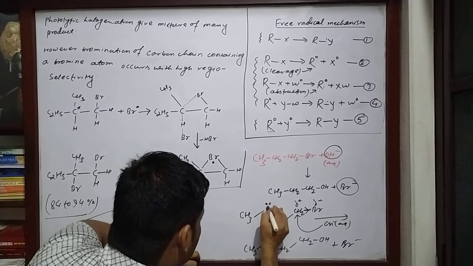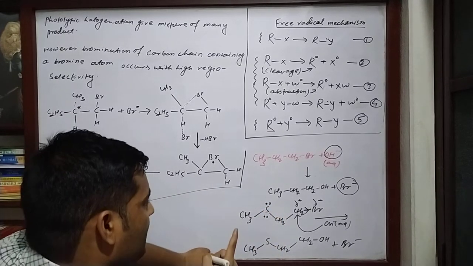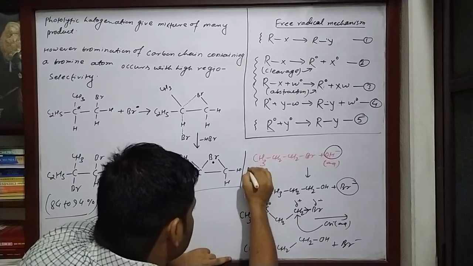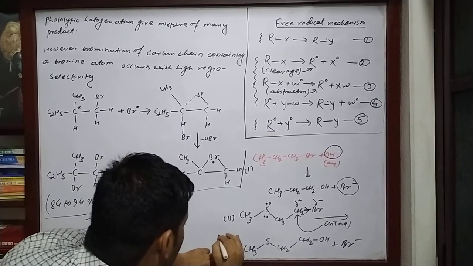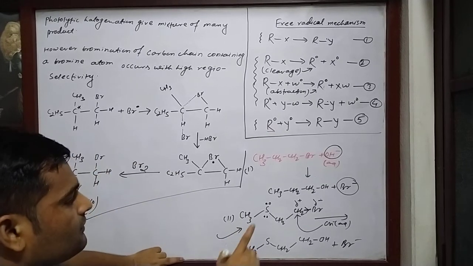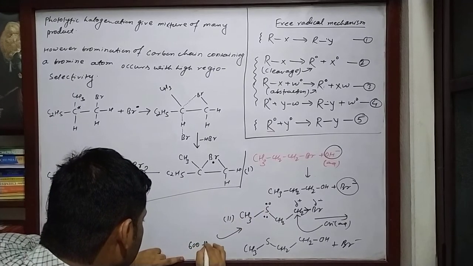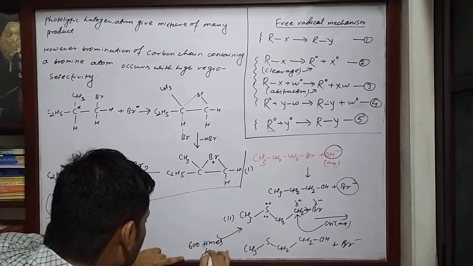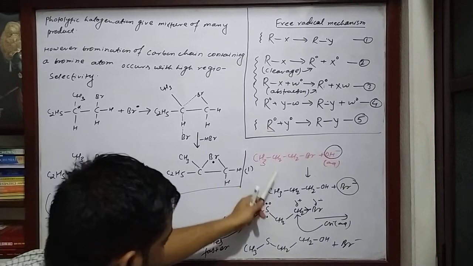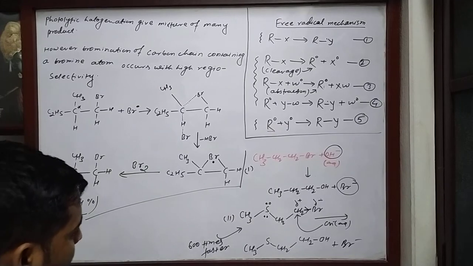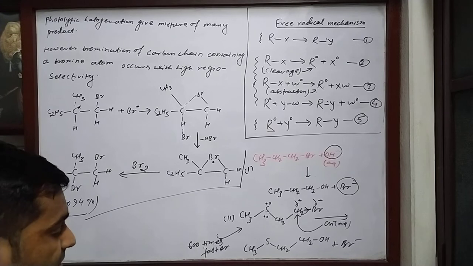Here sulfur contains two lone pairs of electrons. When you observe the rate of reaction, this first is the first nucleophilic substitution and this is the second. In this second nucleophilic substitution the rate of reaction is 600 times faster than the first nucleophilic substitution reaction. Why this abnormally high rate of reaction? Due to neighboring group participation.